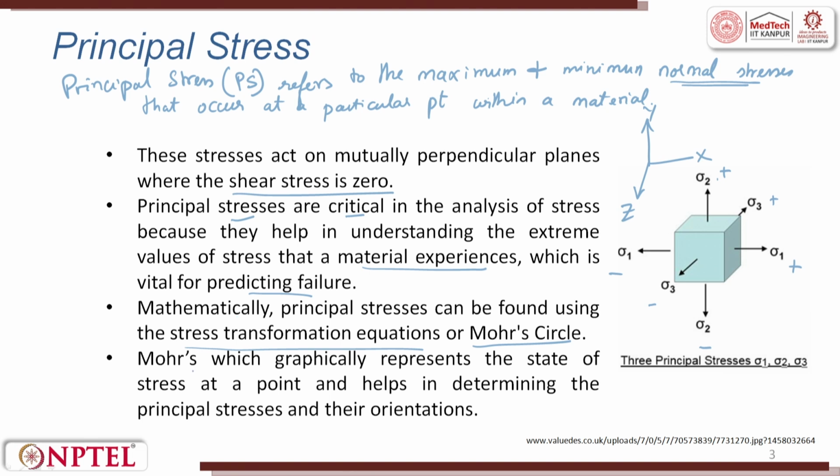Mohr's circle is a graphical representation of the states of stress at a point and helps in determining the principal stresses and their orientation. Mohr's circle is easy, it is a graphical representation. And in the graphical representation, we try to represent the state of stress at a point, which helps in determining the principal stress and their orientation.